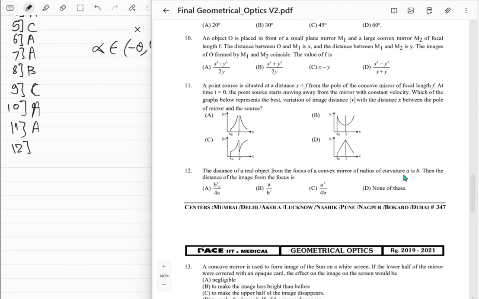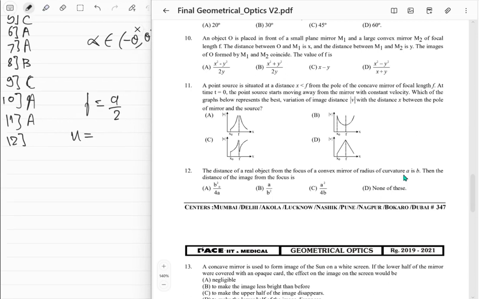So radius of curvature A, your focal length is just A upon 2, and it's positive, by the way. And then your U is going to be negative B as seen from the focus, but the focus is at A upon 2, right? So you have to add this extra x value, like A upon 2 minus B. Now the distance of the image from the focus, just use the formula.